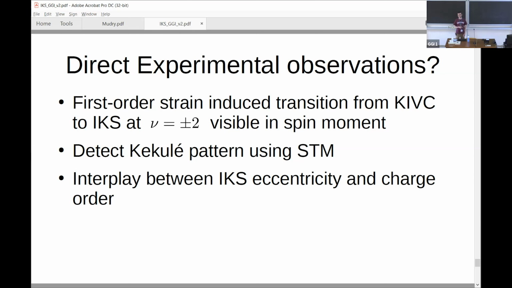It's a little bit difficult because the electron densities involved here are extremely low, and so the Kekule pattern would be extremely weak. But perhaps this would be the most straightforward way to observe the state. And finally, it would be much easier to detect charge order than this Kekule pattern. If you write down a Ginzburg-Landau theory for the state, you can show that the eccentricity of this IKS spiral state couples to charge order. So if you can change the eccentricity of your state, you can introduce some subsidiary charge order, which would then be observable.